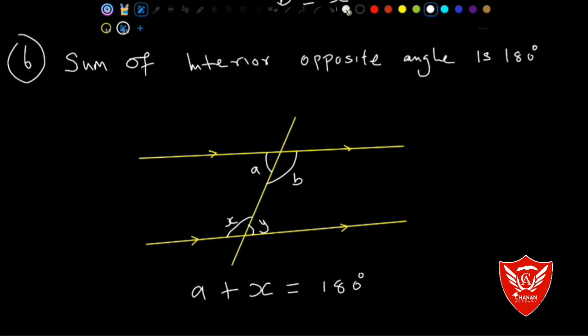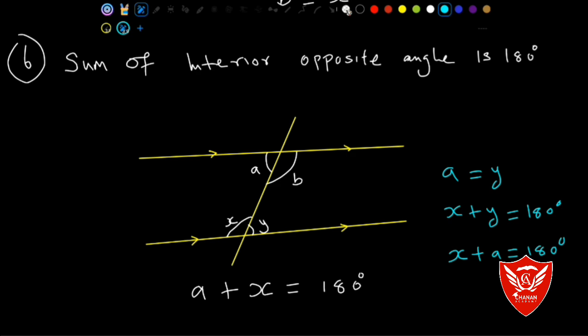Now this is actually a result of the previous fact, because if alternate angles are equal, A is equal to Y from the alternate angle, and then X plus Y, which is angles on a straight line, is equal to 180. That's the sum of angles on a straight line is equal to 180. Since A is equal to Y, if we substitute A for Y, it also means that X plus A is equal to 180 degrees. So that's why this says the sum of interior opposite angles is equal to 180.